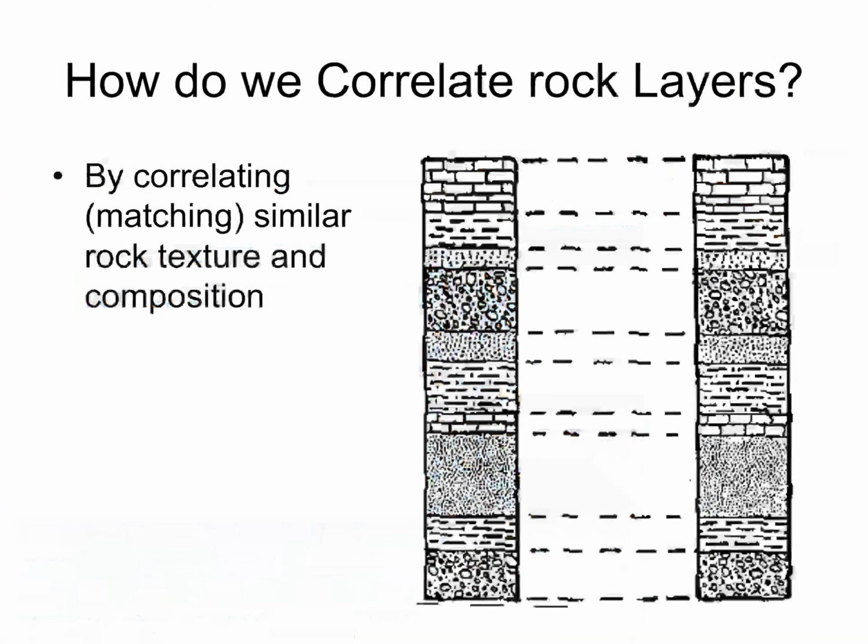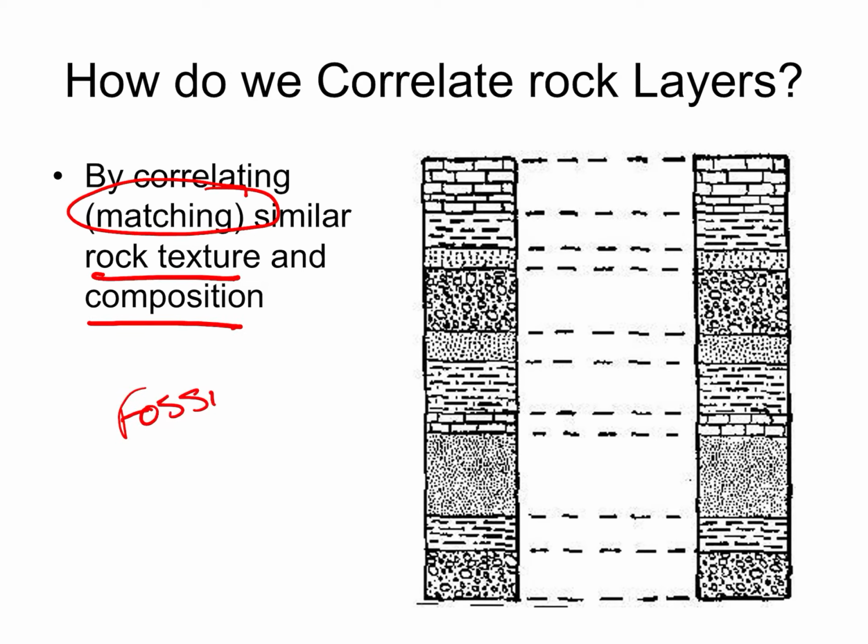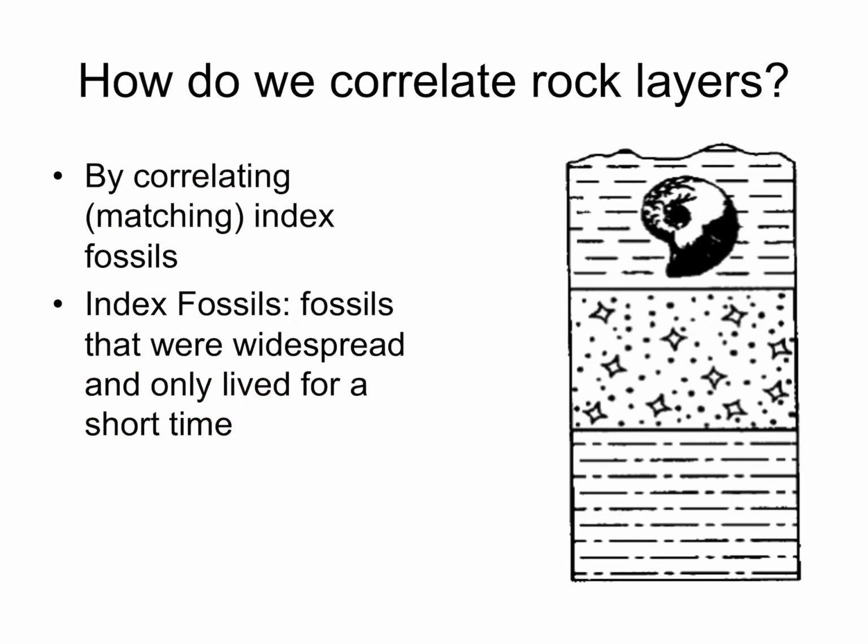We just said that. How do we correlate rock layers? By correlating, which means matching, rock texture and composition. So fossils and what types of rocks they were. Okay, fine.